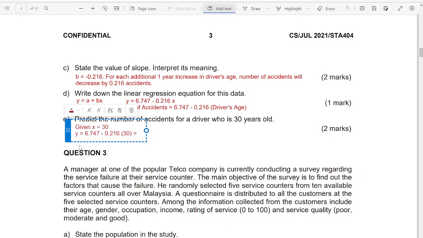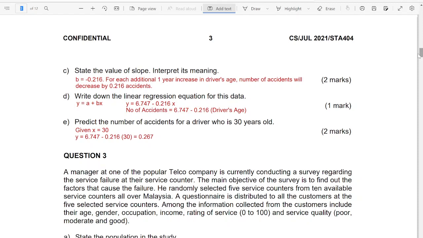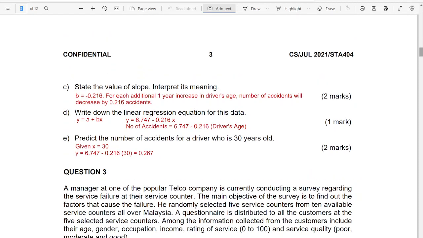6.747 minus 0.216 times 30. Itulah. Okay, you can dapat 0.267. Okay, so the number of accident is 0.267. So that means tak sampai 1 lah kan.